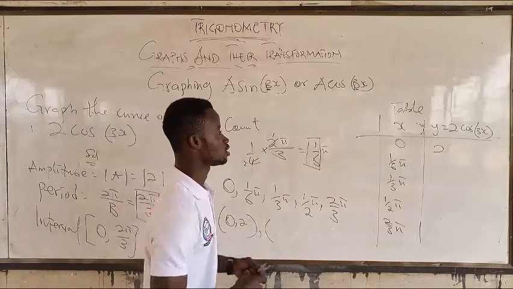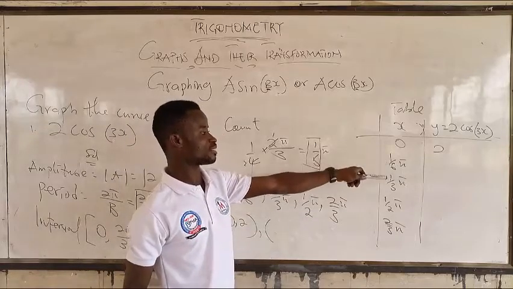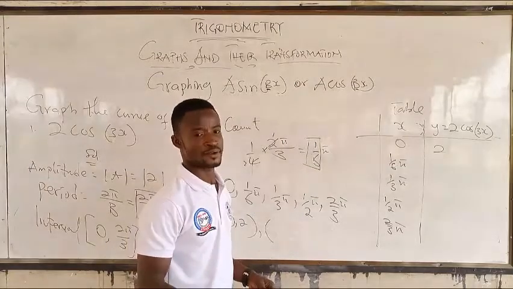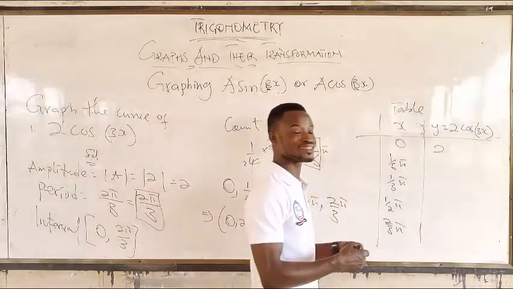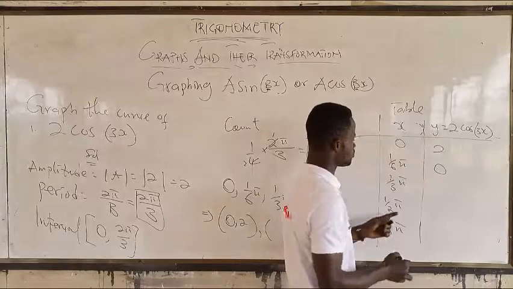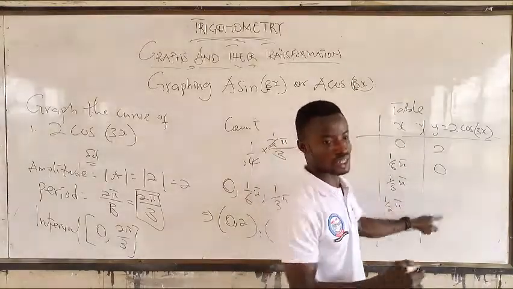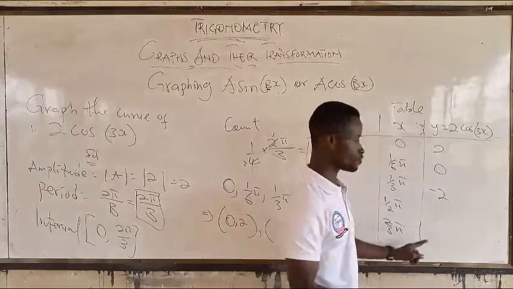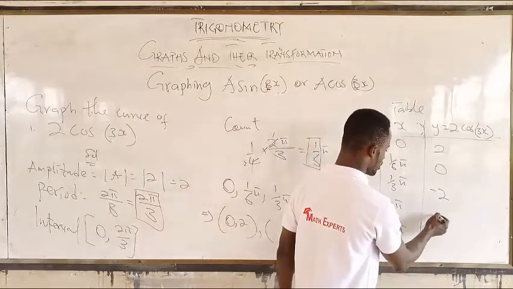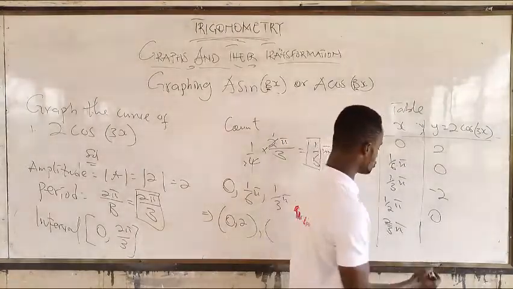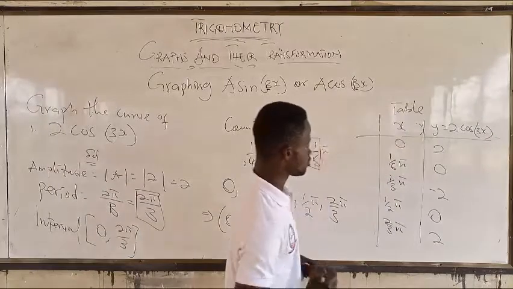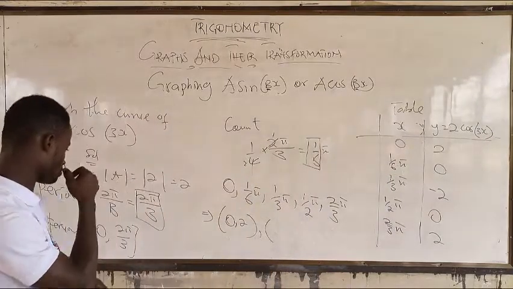Then we move on. 2 cos 3 times 1/6 pi. That is going to give you 0. Then for this you get -2. Then for that you get 0. Then for that you get 2. You can do it on your own, so make sure you do it.